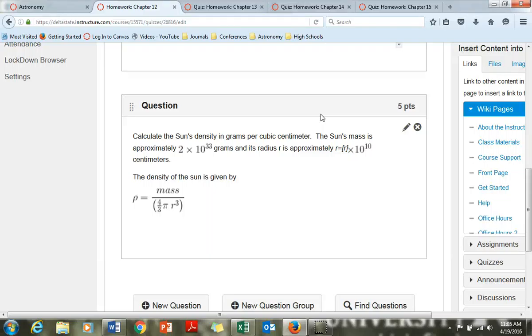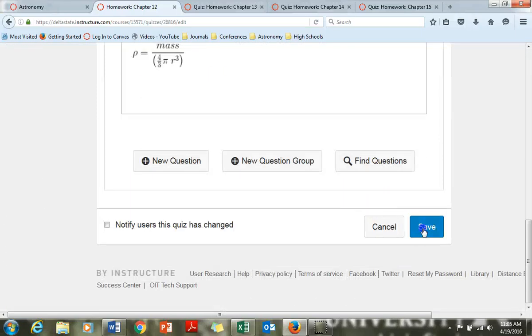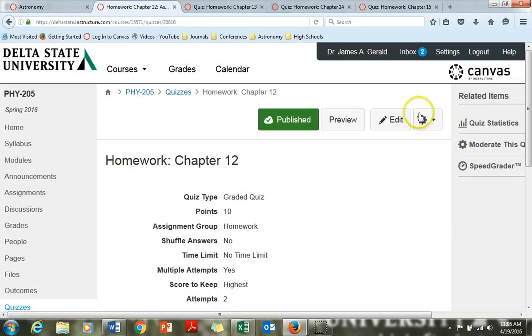And its radius is approximately, okay. Let's pull up. I have to save and hit preview again. Preview.